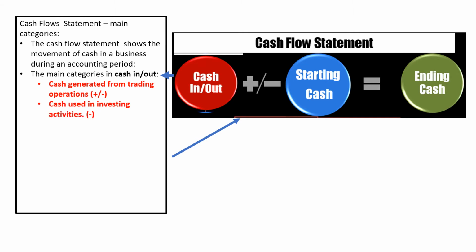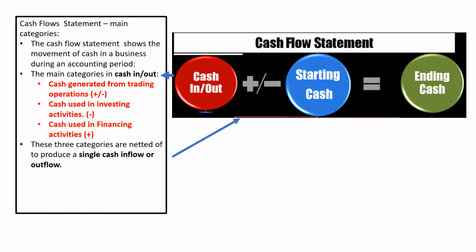Two, cash used in investing activities. This is usually cash used in the purchase of assets, and this is cash outflow. And three, cash used in financing activities, in other words borrowings, and this is again a cash inflow.